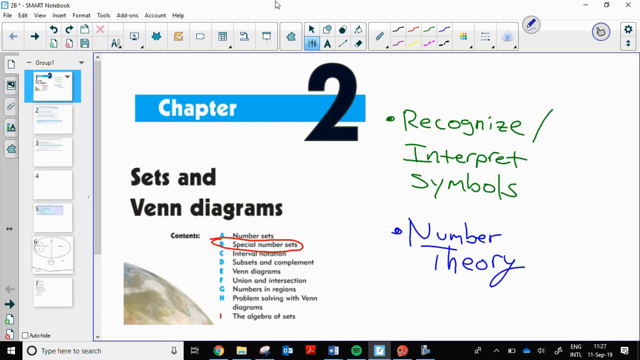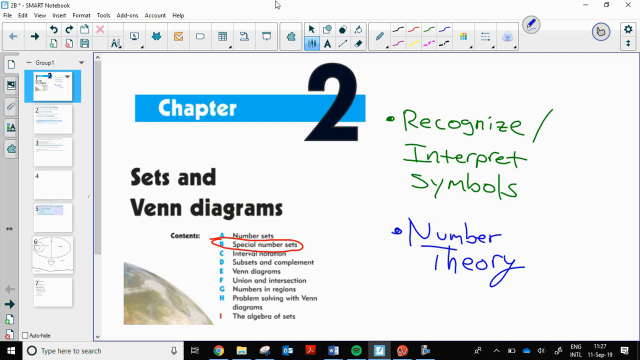Priority number 1 is I need you to be able to recognize and interpret the symbols. I'm sure many of you know a lot of the words that I'll be using, but the symbols might be new to you, and you'll be required to recognize those on assessments. And then secondly, hopefully you can use what you know about these different types of numbers to answer problems under the branch of mathematics that's called number theory, which we won't get deep into what that means. But you'll see some examples later on that'll give you an idea.